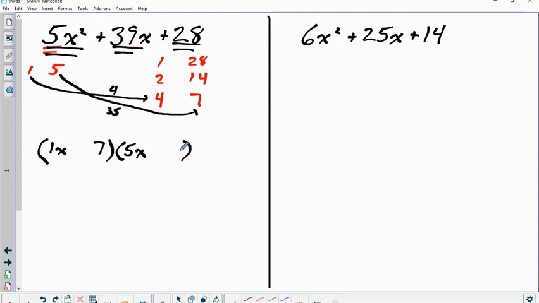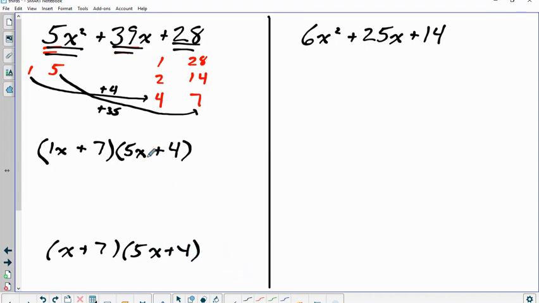And the 4 needs to be placed right there. And then I'm going to put down, I need it to be a positive 4 and I need it to be a positive 35. So everything's positive in this case. So the reason why this works, this is our answer. And we could rewrite it to be x plus 7 times 5x plus 4.